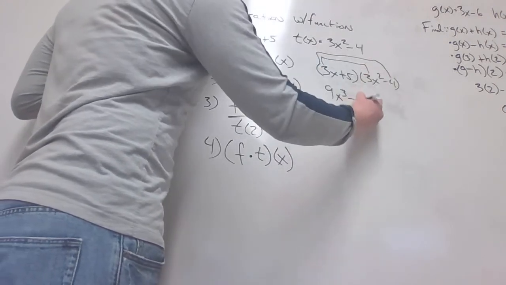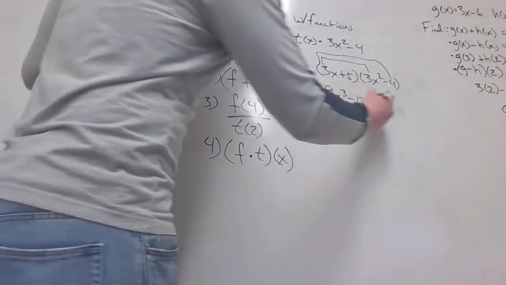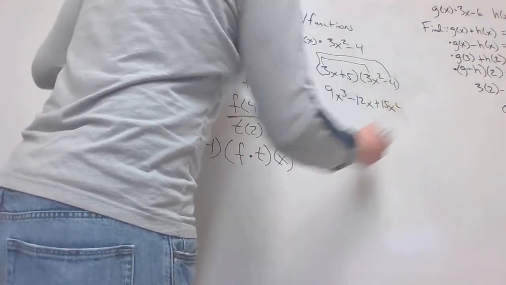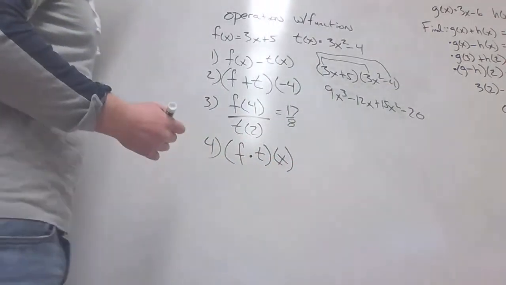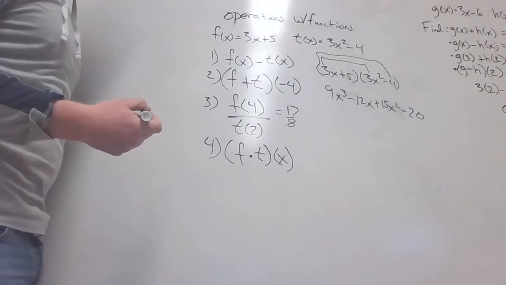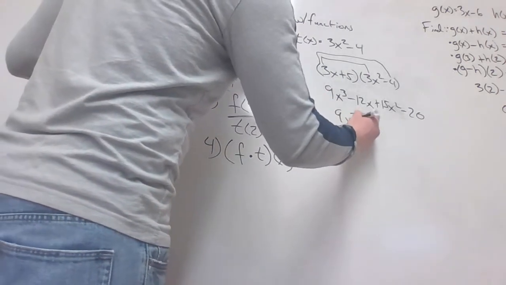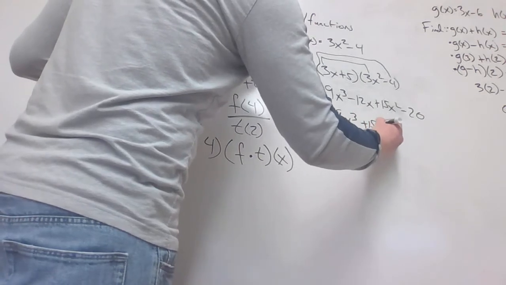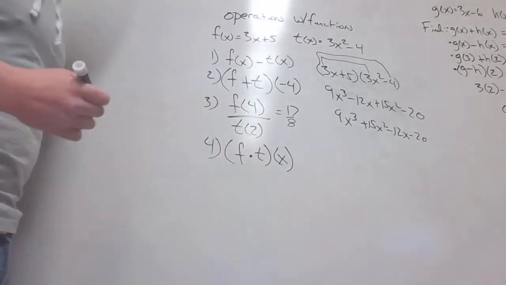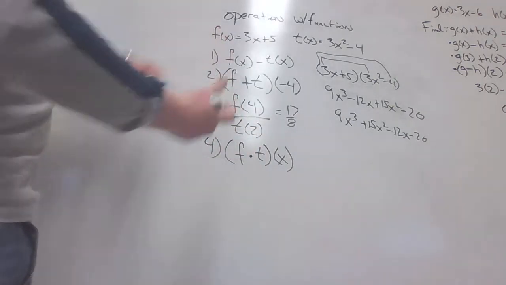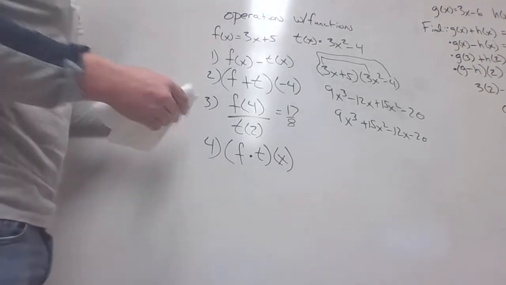3x times negative 4 is negative 12x. And I'm doing this guy times this guy, and that's going to be just 15x squared. And then I got 5 times negative 4, which is negative 20. In this particular case, I got no like terms, so the only thing I have to do is write this in standard form. So this is going to be 9x to the 3rd power plus 15x squared minus 12x minus 20. You've got to write it in the standard form. That's the basic nuts and bolts of what we've been doing this entire week.